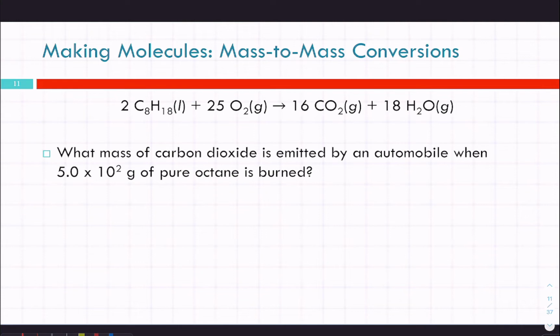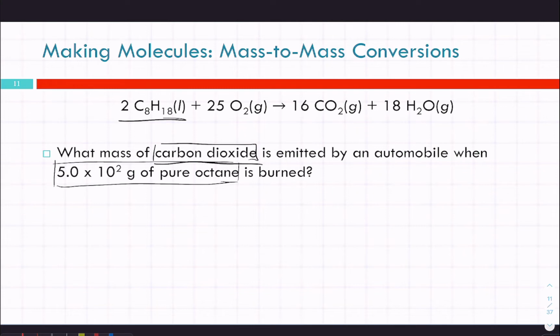So what mass of carbon dioxide is emitted by an automobile when 5.0 times 10 to the 2 grams of pure octane is burned? So we're going to follow that outline from before. And again, always identify what we're doing: octane. In an exam type question, I would tell you that this is octane. You wouldn't need to just know that that's octane. For other stuff, ionic compounds, that kind of thing, I will expect you to know that.